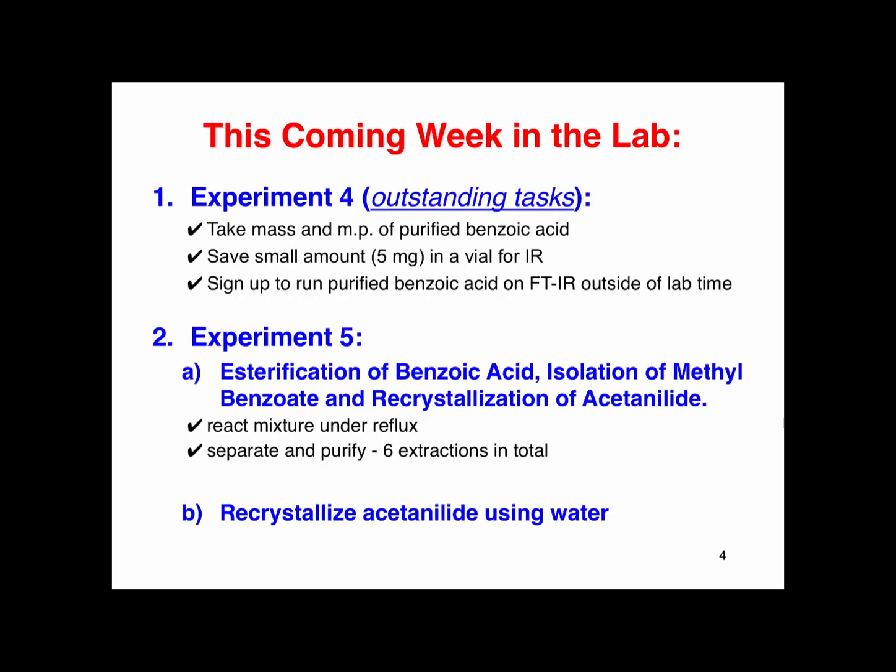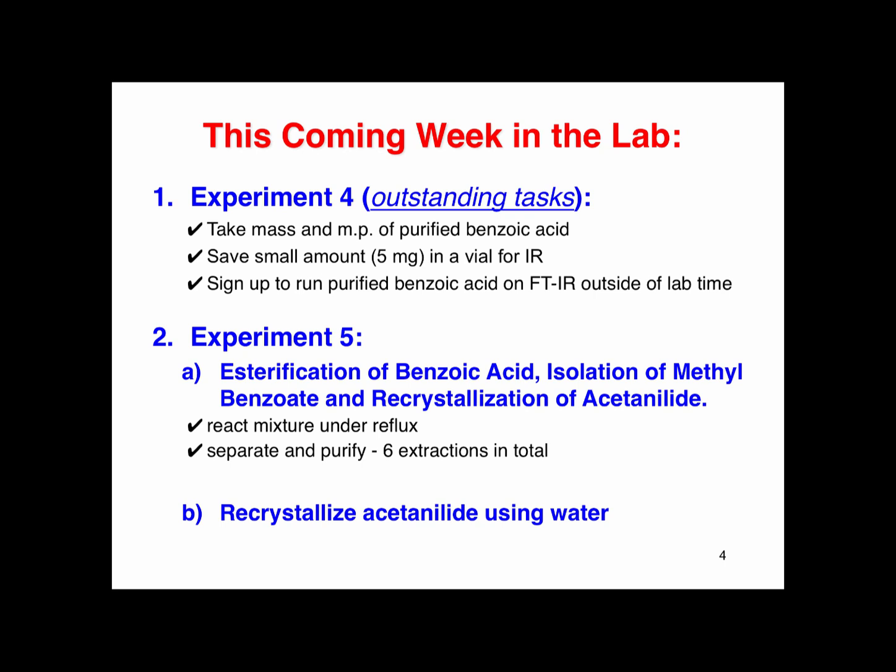Okay, so what are the outstanding tasks for experiment 4 that need to be also done this week before or during the experiment 5? Remember, you need to take masses and melting points of your purified benzoic acid. Do that. The reason why that's so critical is you're going to use your benzoic acid, so before you go and use it, you need to determine the mass so you can use that number in future calculations. You also need to either take a melting point or set a small sample of purified benzoic acid aside to be able to do those melting points.